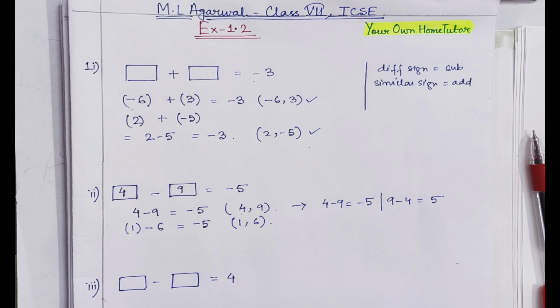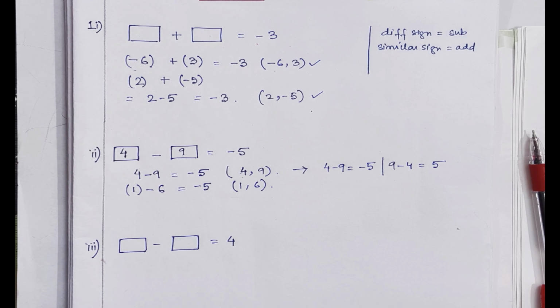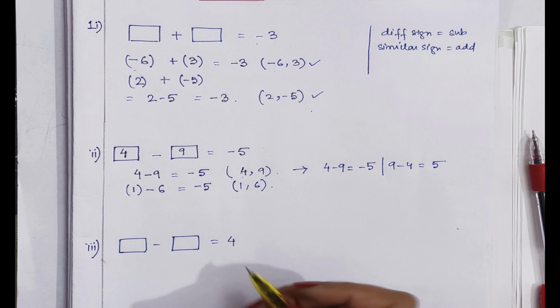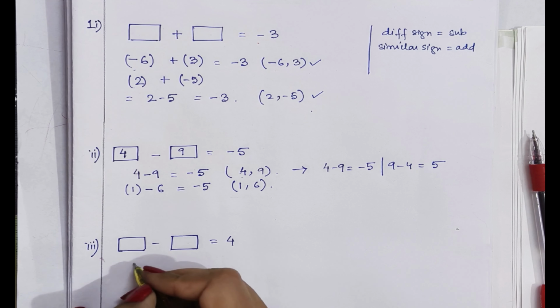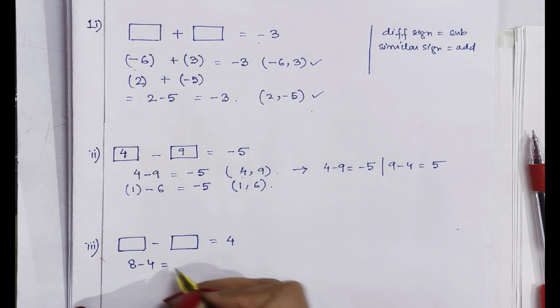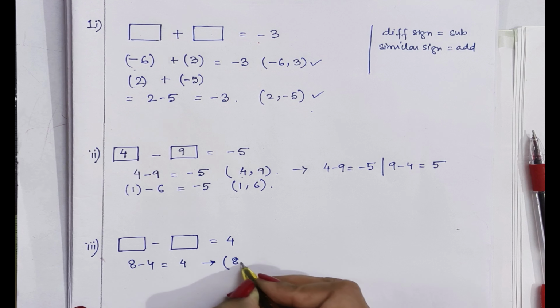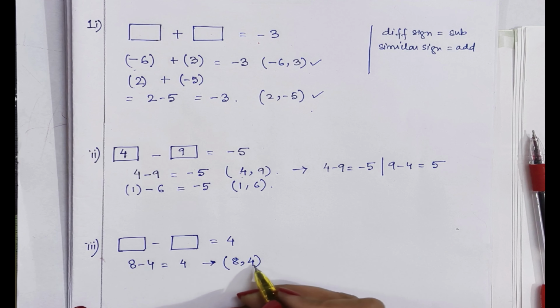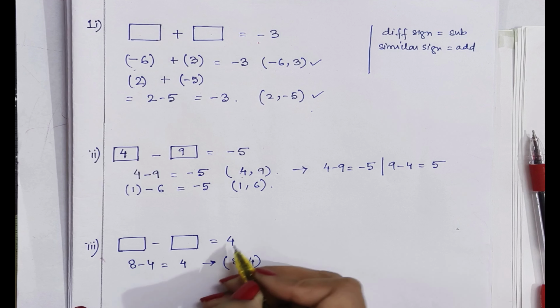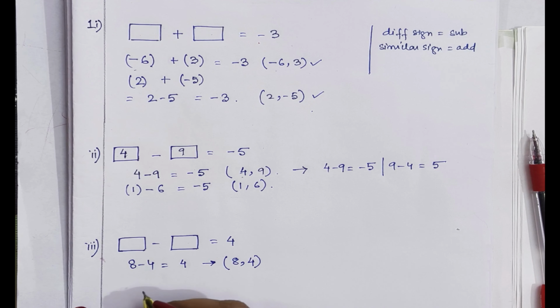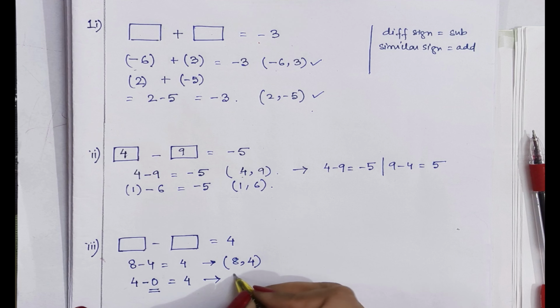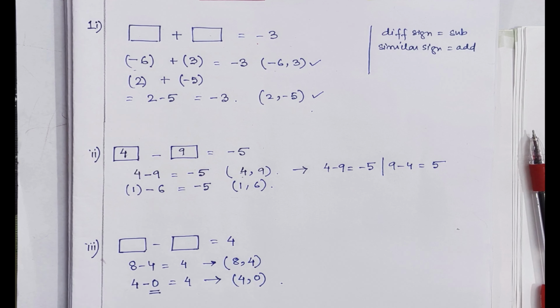Let us move to the third part of this question, which says that we need to find two integers whose difference is 4. This is very simple. We can take 8 and 4, subtract them and get 4. Here also we need to follow the order. 8 will be coming before 4 and not 4 followed by 8. Then it will give me minus 4, not plus 4. I can also take 4 minus 0, which will also give me 4. Here I took 0. I can take 0 because 0 is also an integer. So these are the three parts of question 1.